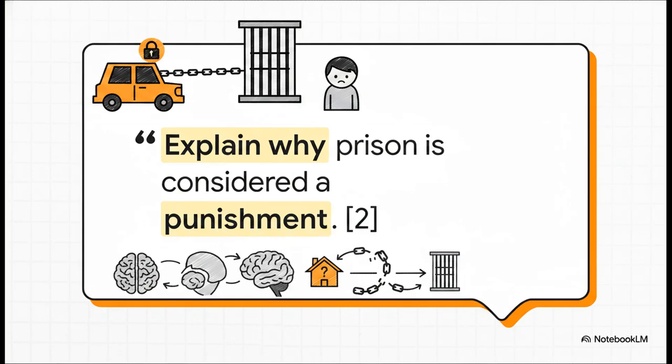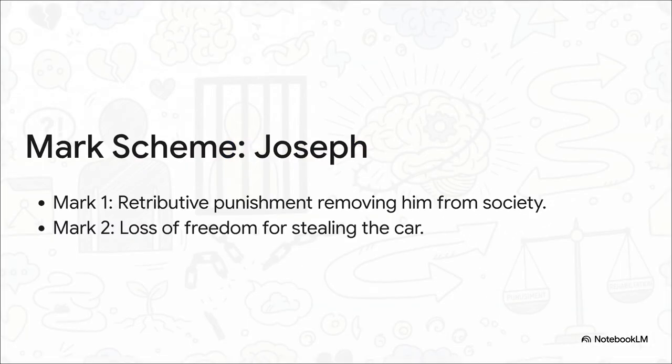Okay, picture this exam scenario for 2 marks. Joseph was caught stealing a car and has been sentenced to 2 years in prison. Explain why being sent to prison would be considered a punishment for his behavior. Take a second. How are you locking in both of those marks? Here's exactly how you break down the marks game.